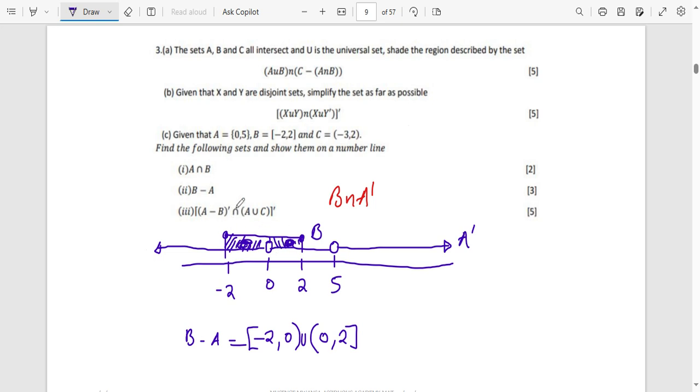Okay, now for this question here, I want you to try it out. You might think it's complex. It's not complex. The only thing is you are just simplifying it.